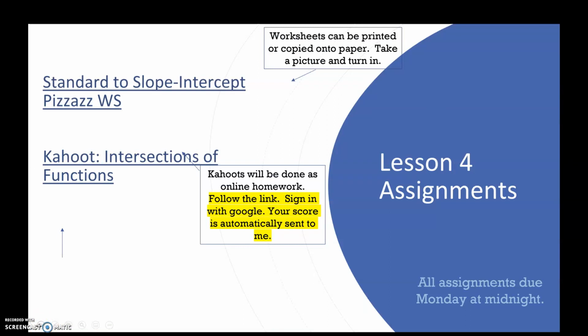You will have a worksheet that's going to be sitting up in your assignments. It's a little pizzazz, trying to convert between standard form to slope-intercept, just to practice that out. Those go quick. And there's also going to be a little Kahoot on intersections. With Kahoot, you're just going to click the link that's in the assignments. You're going to sign in with your Google. And when you're done, your score is going to be sent to me. So you don't even have to worry about it. It just makes it nice and easy.